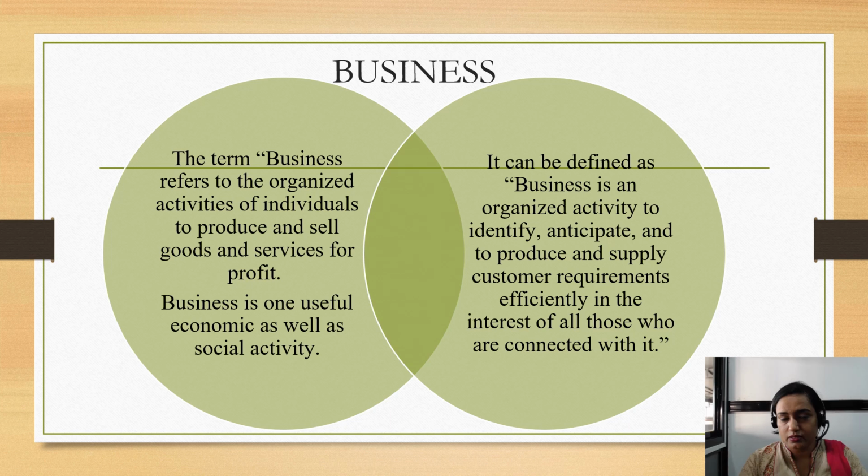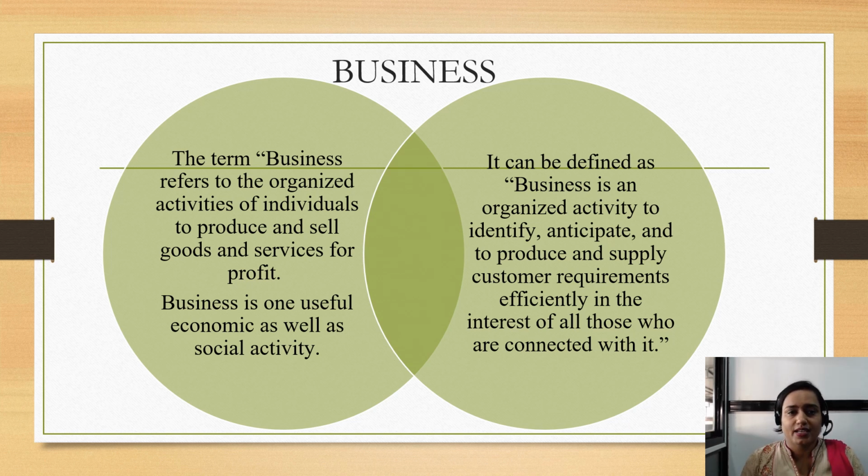Now, what is business? In very simple words, business is a systematic process that deals with exchange of goods and services to earn profit. The term business refers to the organized activities of individuals to produce and sell goods and services for profit. In other words, we can say business is one useful economic as well as social activity.